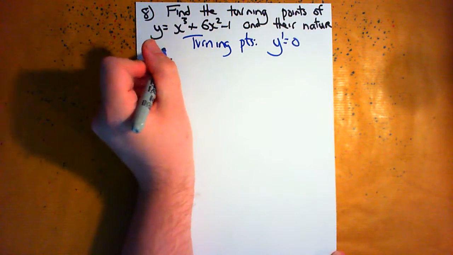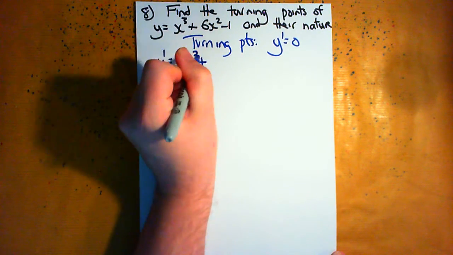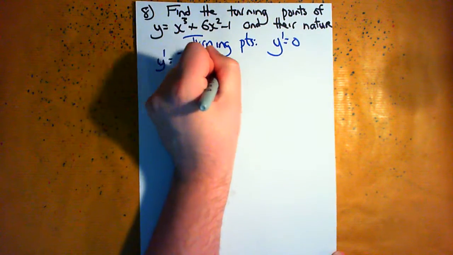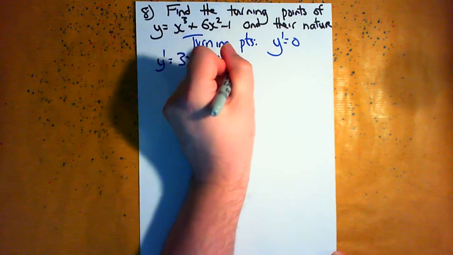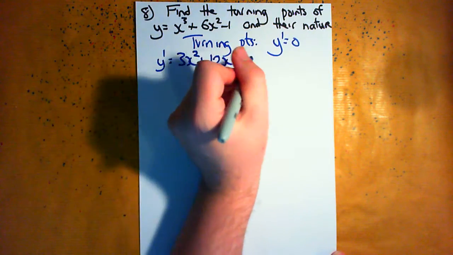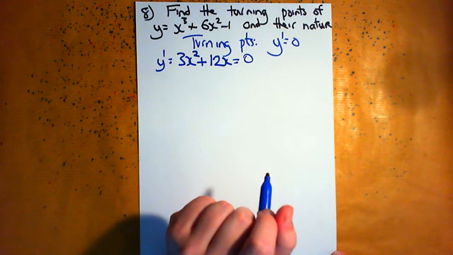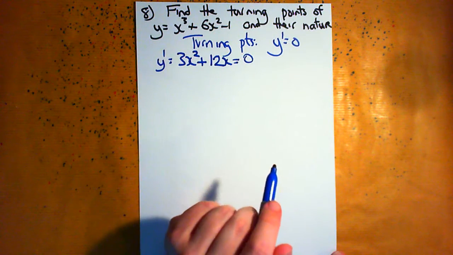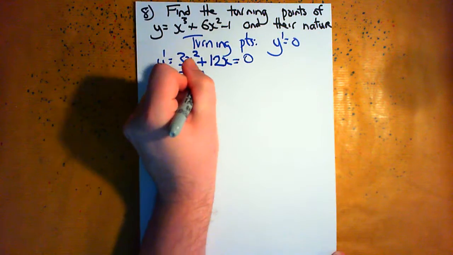y dash equals x cubed differentiates to 3x squared. 6x squared differentiates to 12x, and that's it as far as the derivative is concerned, because there is no contribution from the negative 1. And we make that equal to 0 for turning points, and we need to solve that equation. It's quadratic, and there's a common factor of 3x.